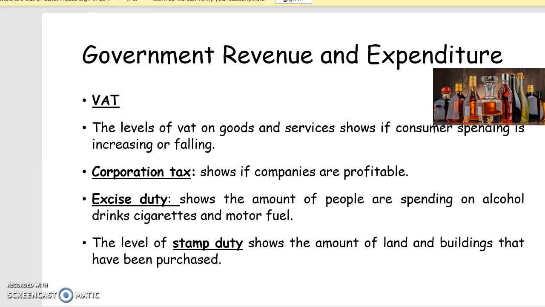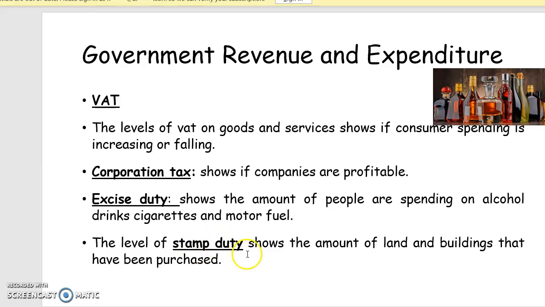So then VAT, value added tax. What the government does is impose taxes on the goods and services within the country. Corporation tax is the tax that the government gets from the company's profits at the end of the trading period. Excise duty shows the amount of people that are spending money on alcoholic drinks, cigarettes and motor fuel. All those are heavily taxed as well.